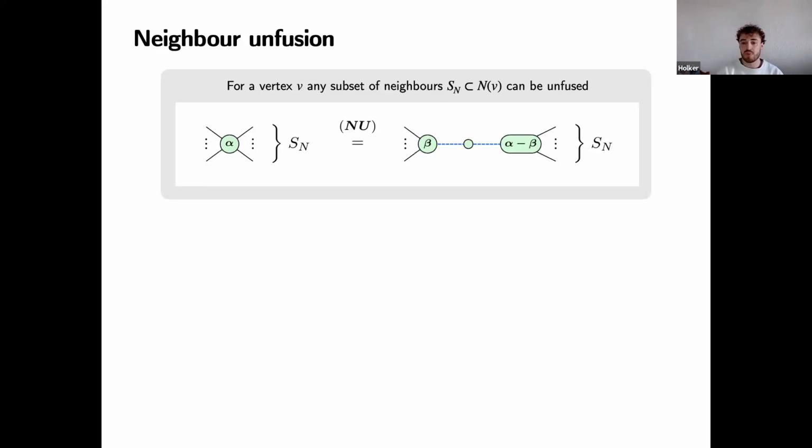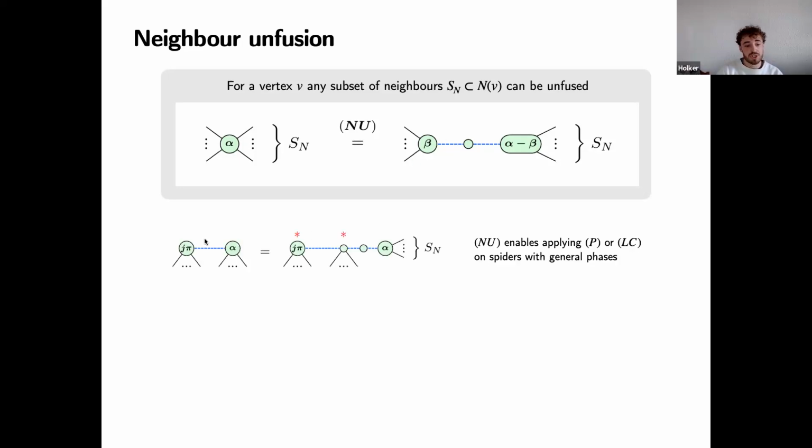So pulling a spider out, and it means you can choose the phase and the set of neighbours on any diagram. So for instance, if you wanted to apply pivoting in an example like this, on a general phase, which may not be an integer multiple of π/2, where you can ordinarily not apply pivoting, applying this neighbour unfusion will then allow you to apply pivoting on the two marked vertices here. So it allows additional applications.